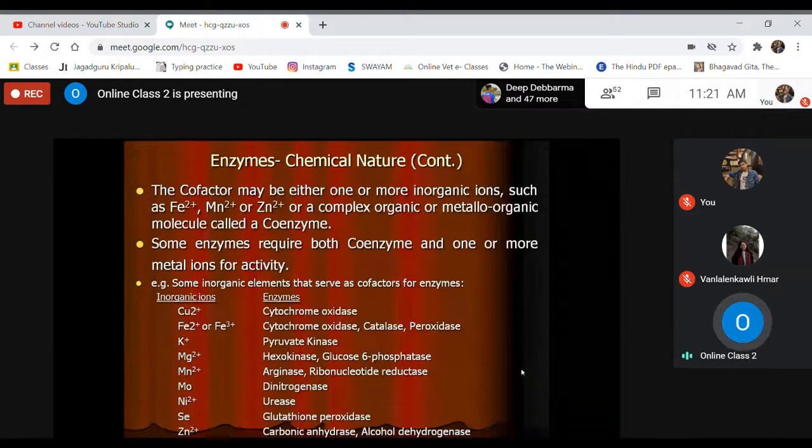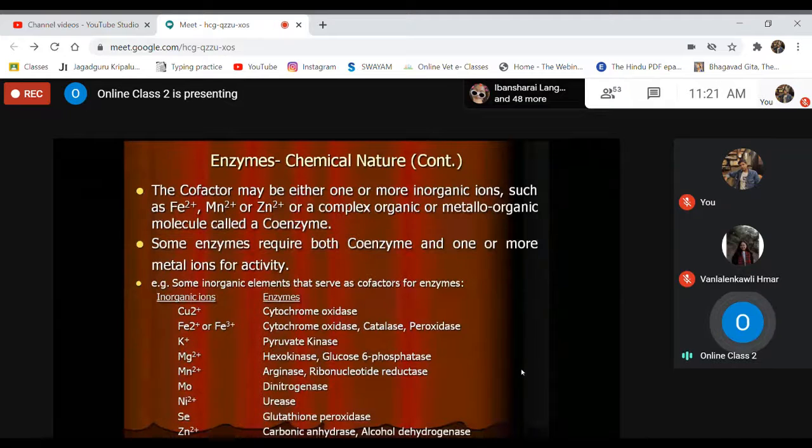So it may be inorganic, it may be organic molecules, or it may be a combination of the inorganic as well as the organic molecules. That is the metallo-organic molecules. So this includes the inorganic ions, the complex organic molecules, or a complex of the metal ions and the organic molecules. That all is collectively called the coenzymes.